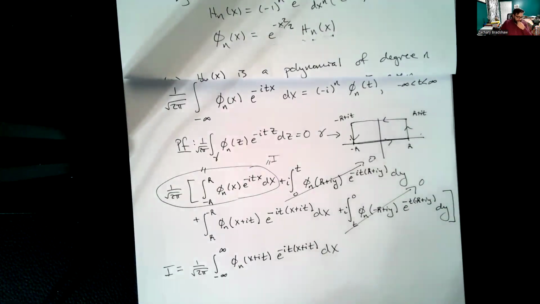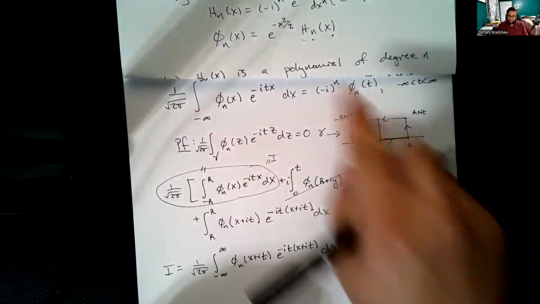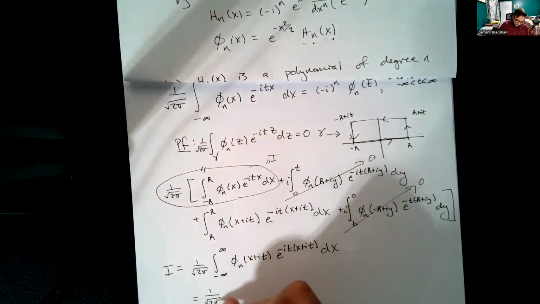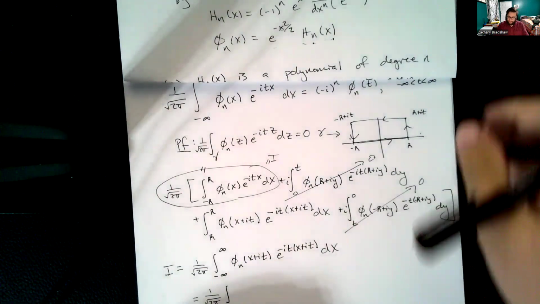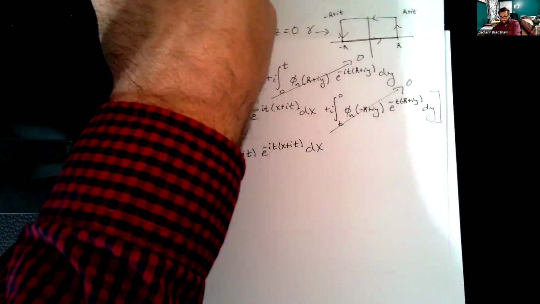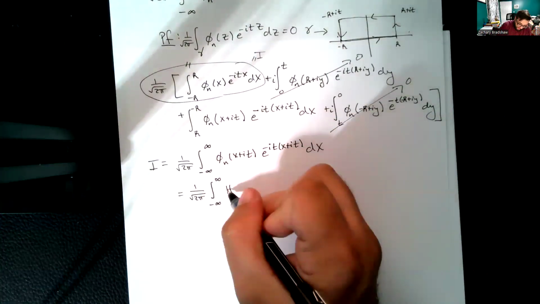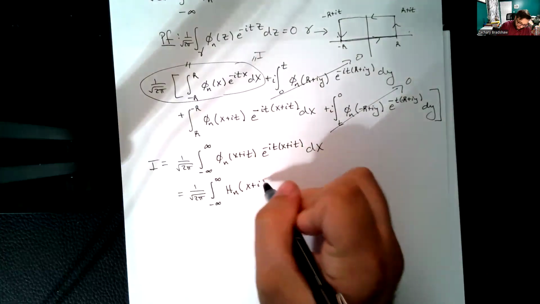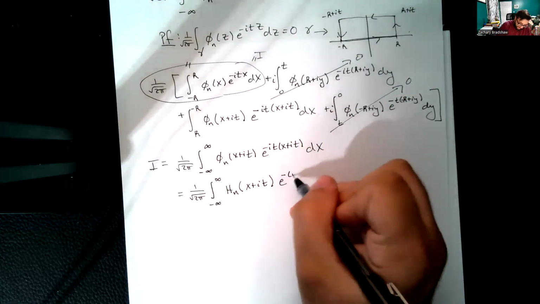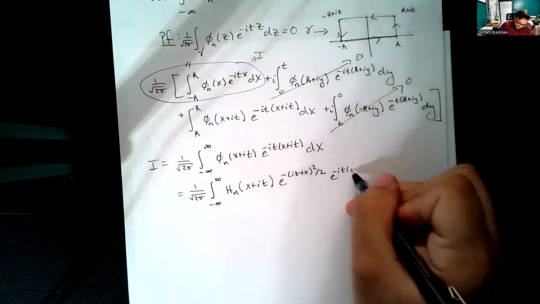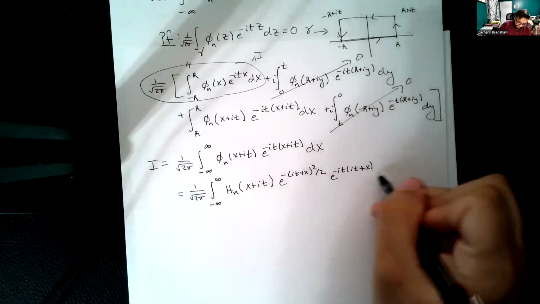So now I'm going to go ahead and write out exactly what phi n is. I'm going to use my definition of phi n here. So this is going to be 1 over the square root of 2 pi times the integral from minus infinity to infinity of hn of x plus it, e to the minus (t plus x) squared over 2, e to the minus (t plus x) dx.